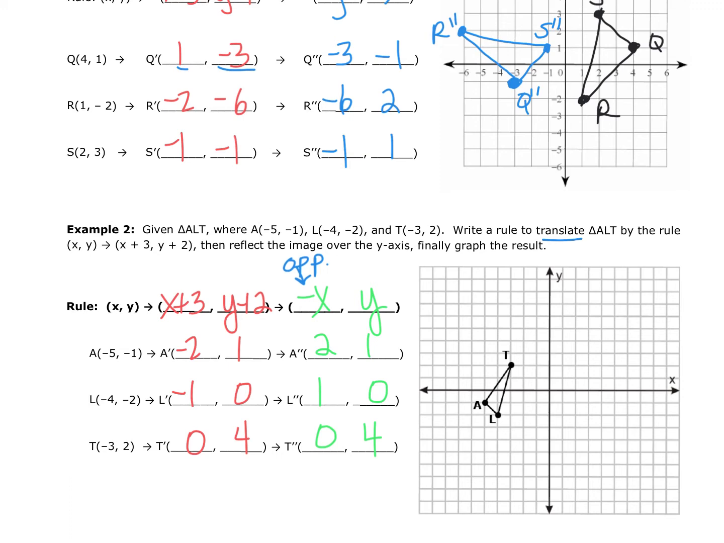Okay, so now we're going to plot our final result at (2, 1), which is our A double prime, our (1, 0), which is the L double prime, and then the (0, 4), which is our T double prime.